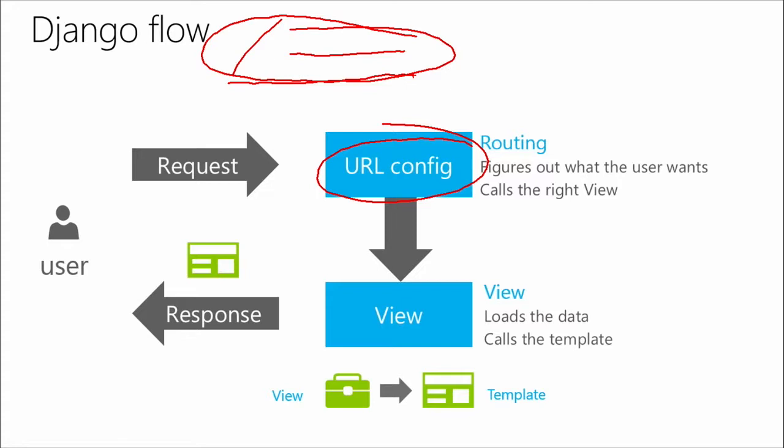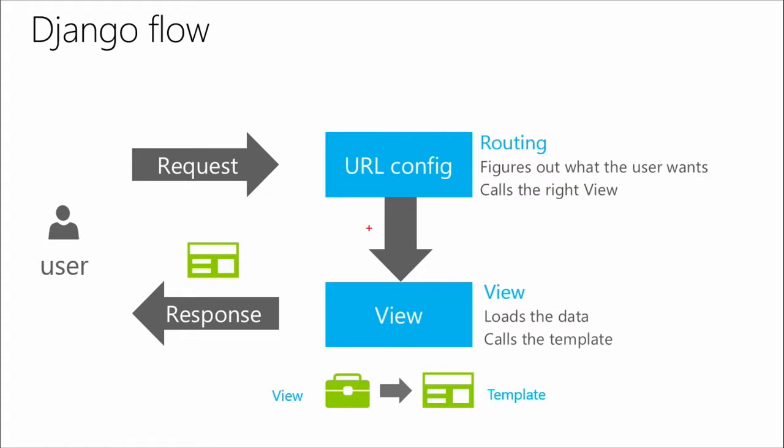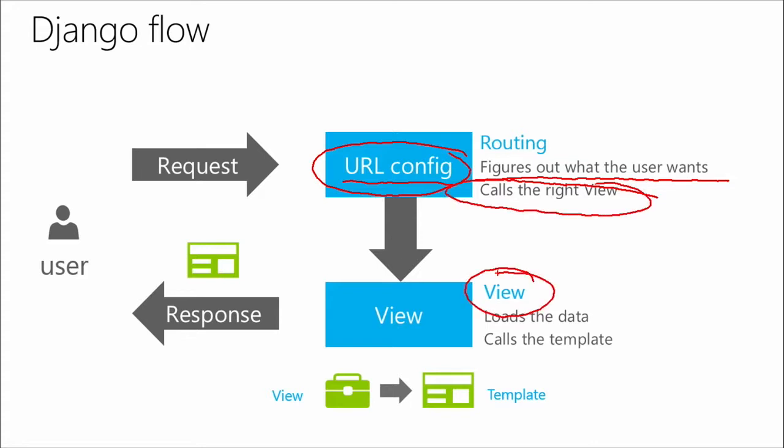So our routing is going to figure out what the user wants. That's the goal of routing. That's going to be our URL config. And again, we're going to see this in a couple of minutes. I know I'm kind of touching on it. Trust us, we're going to dig deeper as we go along. But in any event, our URL config is going to figure out what it is that the user wants, and then it's going to call the right view.